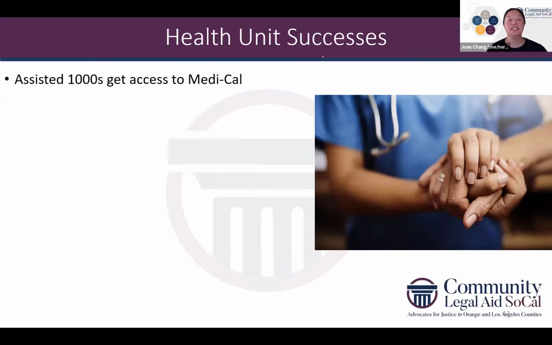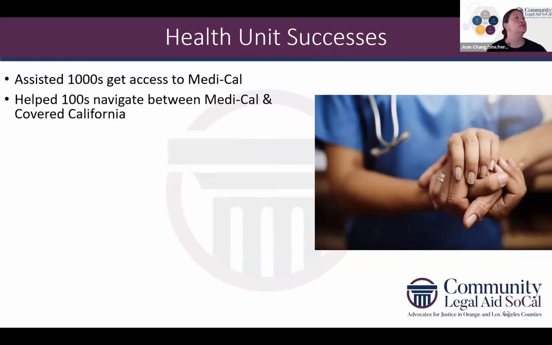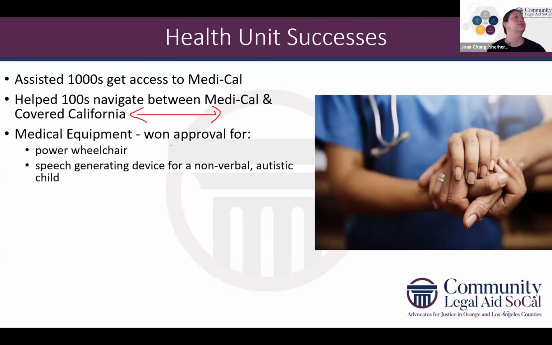Some of our wins, we've assisted thousands of folks in making sure they get Medi-Cal or stay on Medi-Cal. We've assisted hundreds of folks navigating between Medi-Cal and Covered California, because that process is supposed to be easy and seamless, and it's not. In practice, it gets really messy when you get bounced between Covered California and Medi-Cal. Sometimes we have to get involved to make sure folks are getting coverage. Sometimes folks get terminated from both and they just don't have any access to care. So we try to assist in making sure that transition is smooth.